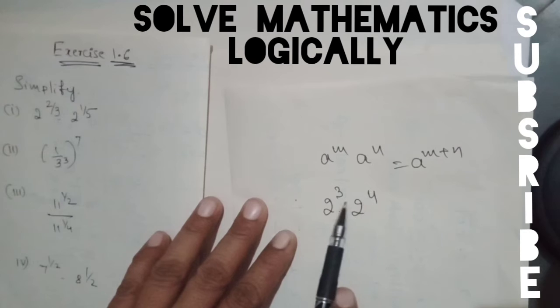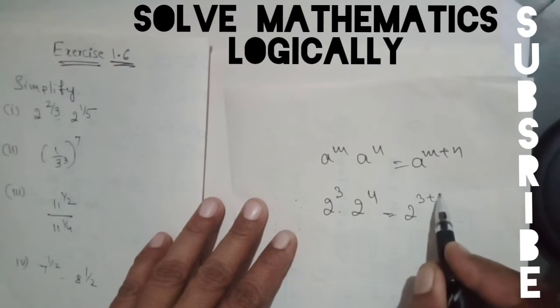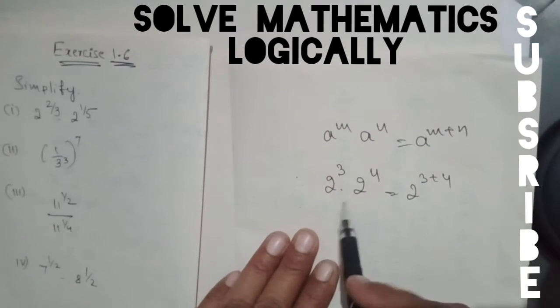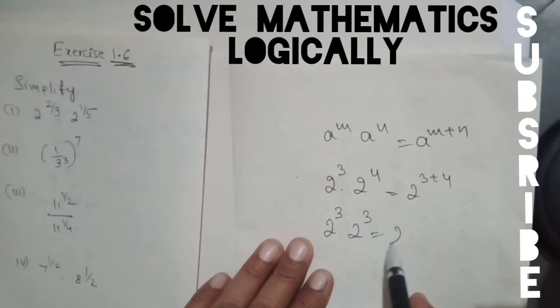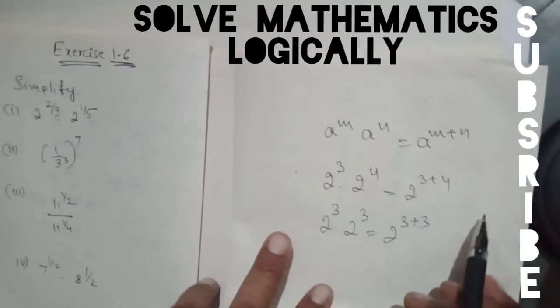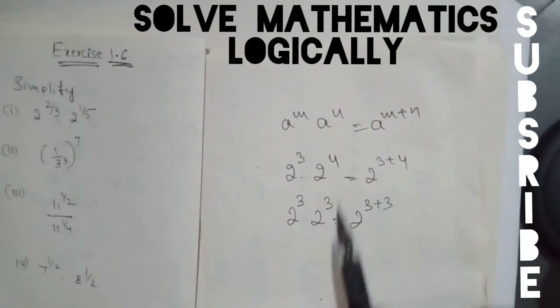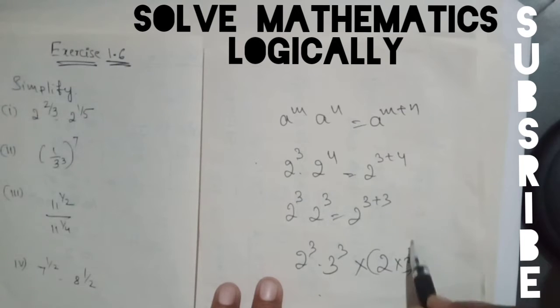In that case, you can add the powers, something like this. It doesn't mean that if the powers are same we cannot add. You can add. Suppose we have this way, then it's also 2 raised to 3 plus 3. These are the common things that often confuse you. If it is 2 raised to 3 and 3 raised to 3, in this case this is not equal to 2 into 3 raised to 3 plus 3.